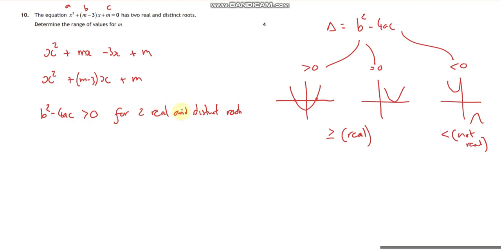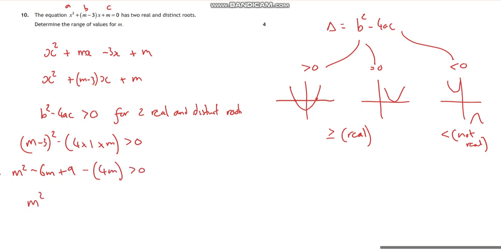So just start off with your statement, and then we're saying, right, b squared is m take away 3 squared, take away, and get all this in a bracket, 4 times 1 times m, and that's greater than 0. So this is not m squared take away 9. Remember to do your little breakout properly. So that's take away 6m plus 9, and that's take away 4m. So m squared take away 10m plus 9 greater than 0.